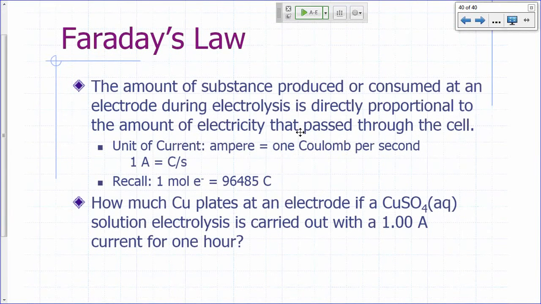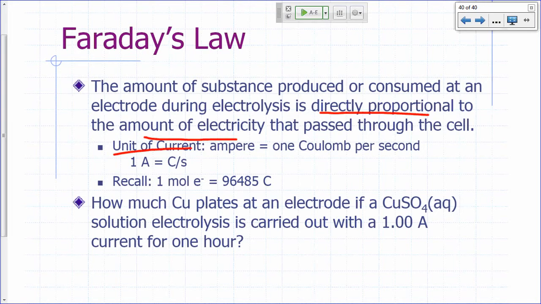Faraday's law says that the amount of a substance produced or consumed at an electrode during electrolysis is directly proportional to the amount of electricity that passed through. Of course, that makes sense, right? The more electricity you're passing through, that's more electrons. More electrons means more reaction, right?